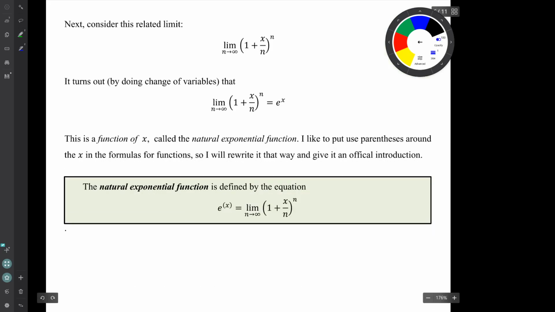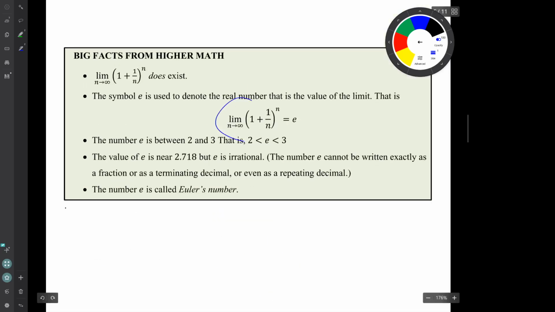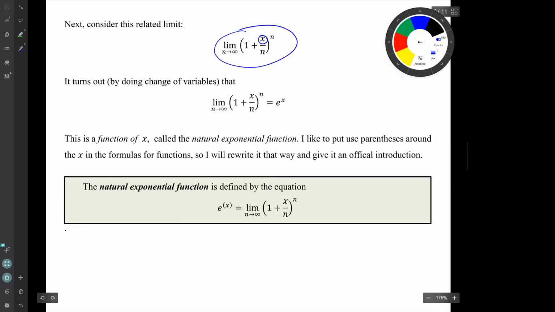Now think about this related limit. This limit has an x inside. It turns out that if you do a change of variables, you can show that if the previous limit was the number e, this limit with the x inside turns out to be e raised to the x power. So this is a function, and it's called the natural exponential function.